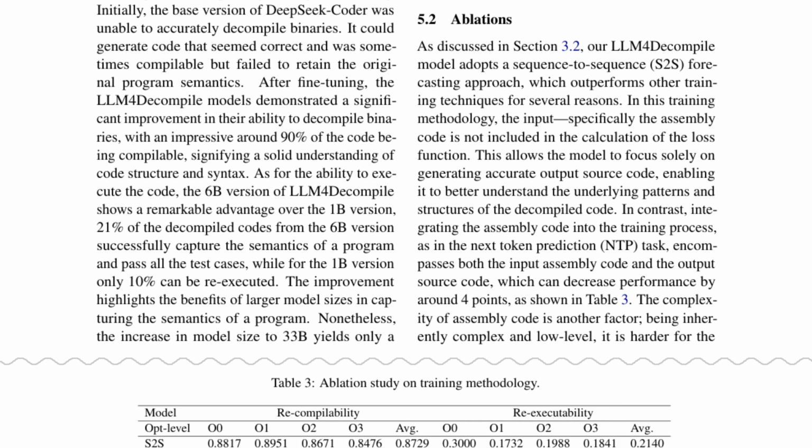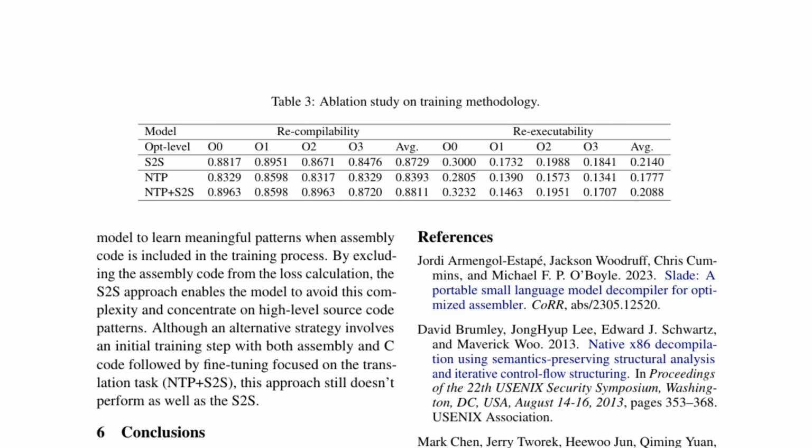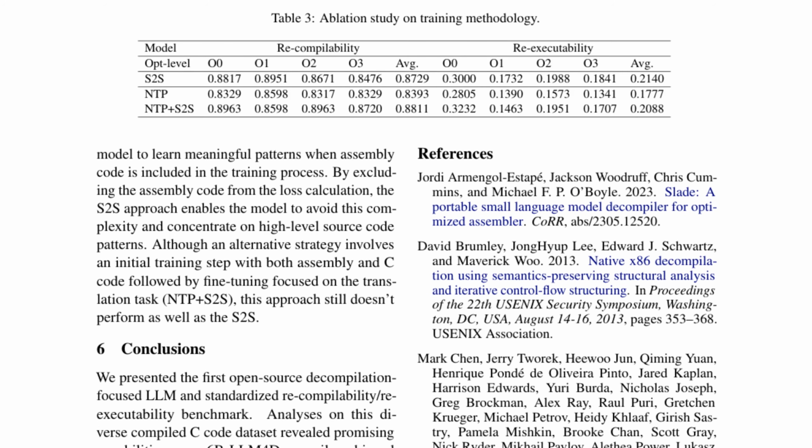The complexity of assembly code is another factor. Being inherently complex and low-level, it is harder for the model to learn meaningful patterns when assembly code is included in the training process. Table 3. Ablation study on training methodology. By excluding the assembly code from the loss calculation, the S2S approach enables the model to avoid this complexity and concentrate on high-level source code patterns. Although an alternative strategy involves an initial training step with both assembly and C code followed by fine-tuning focused on the translation task, NTP plus S2S, this approach still doesn't perform as well as the S2S.